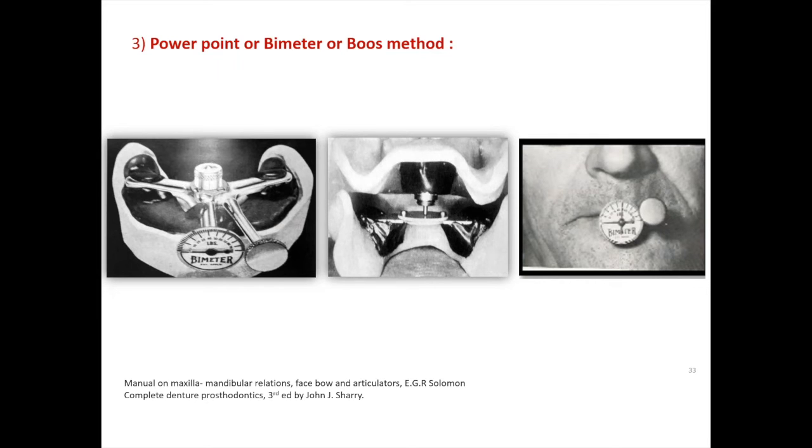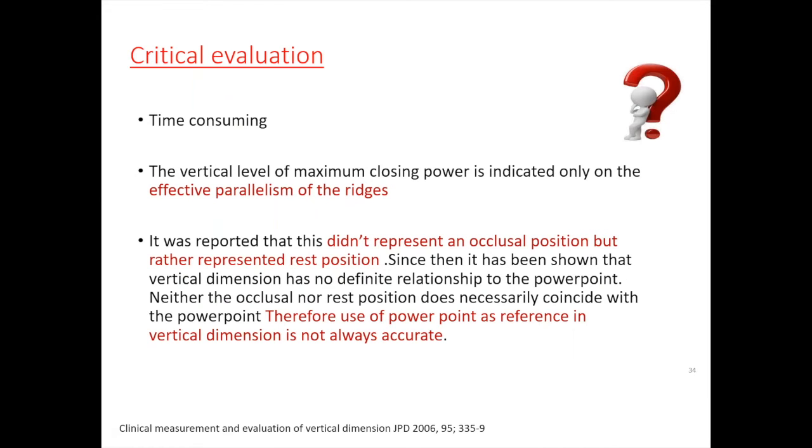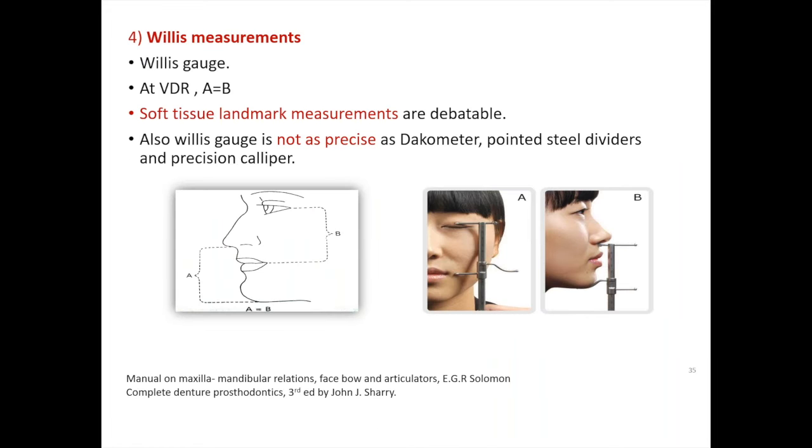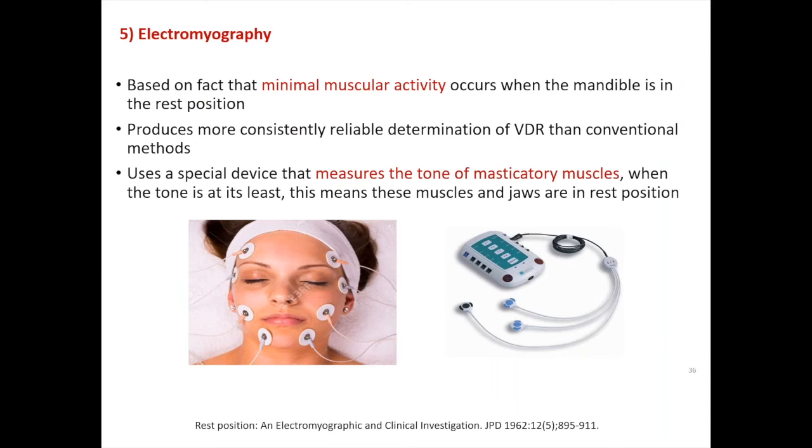Coming to electromyography, it is based on the fact that minimal muscular activity occurs when the mandible is in its rest position. It produces more consistently reliable determination of vertical dimension at rest than the conventional methods. The electromyographic apparatus records and amplifies the electric response of a contracting muscle and displays it in a graphic form as a tracing. An electrode is used to pick up the signals on the skin surface.